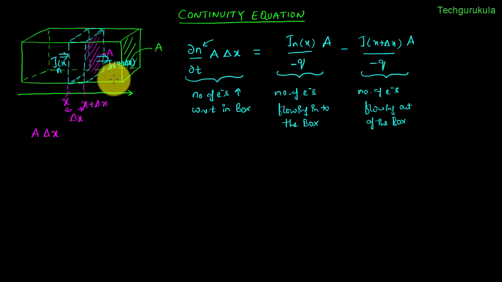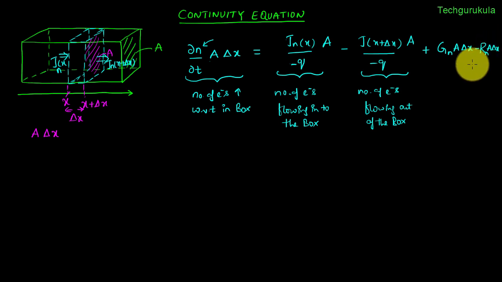Now, we have discussed a topic called generation and recombination, which means the carriers in this box can actually increase if the generation of electrons is greater than the recombination. So I'm going to write this here. Let's say the generation of electrons is given by Gn. We know that Gn basically talks about the number of electrons generated per unit volume. But we are talking about the number of electrons in this volume. So we should be multiplying this with A times del x, minus the recombination rate, which is Rn times A times del x.